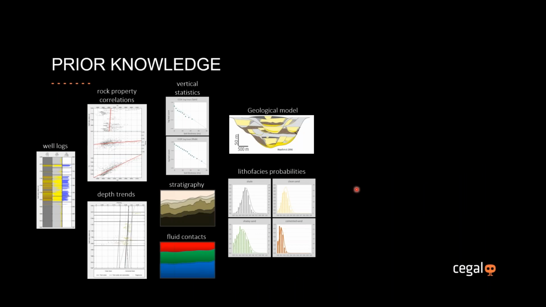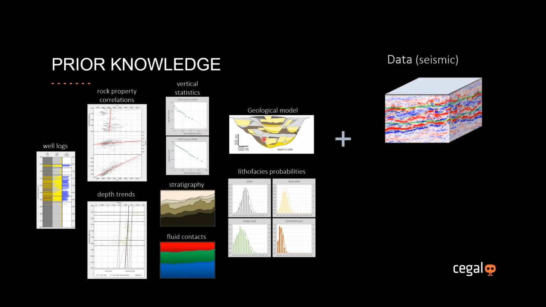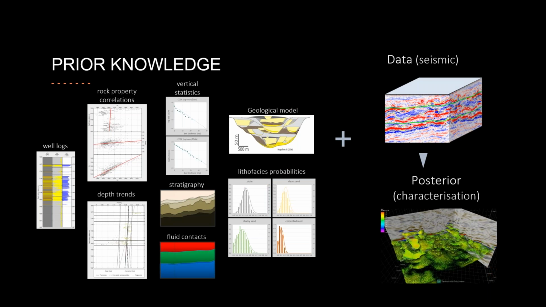The prior knowledge is all information we have and need to use to create meaningful samples. So we can have well logs, vertical statistics, rock property correlation, geological model, stratigraphy, and so on. Using this prior knowledge, we create samples, we compare to our seismic, our data, and at the end we have our posterior, which is our characterization.